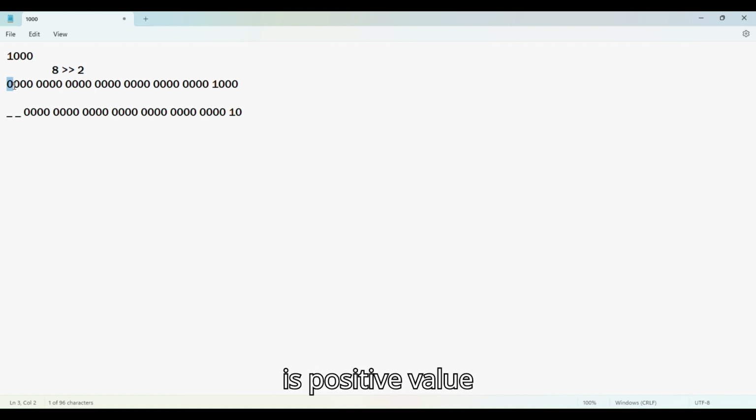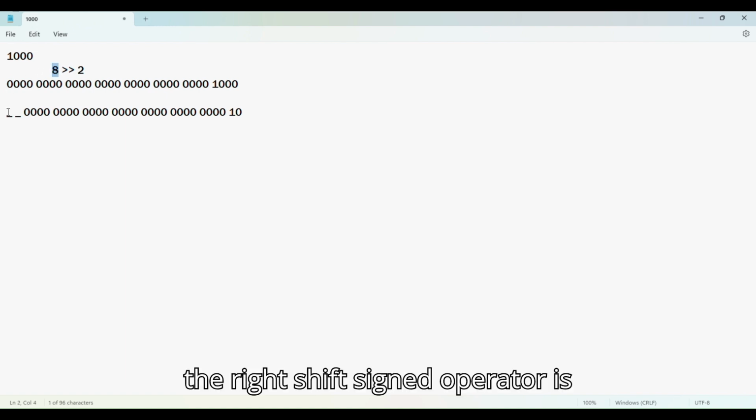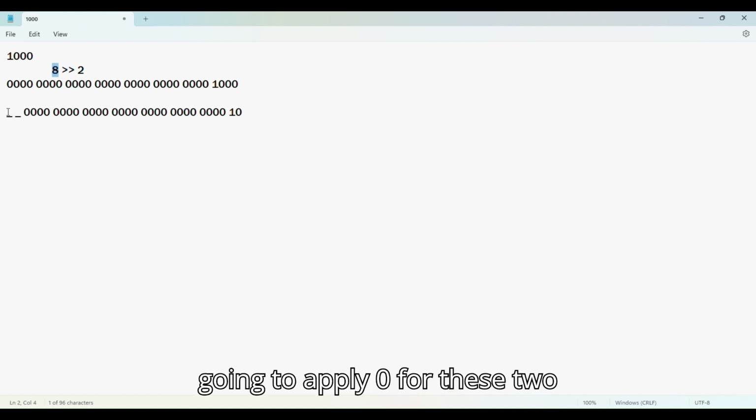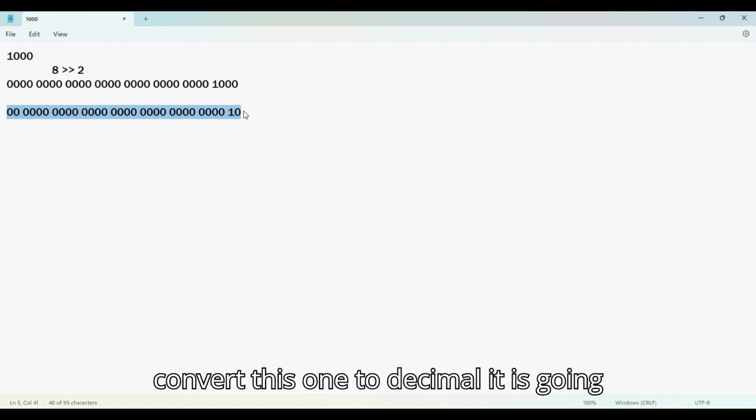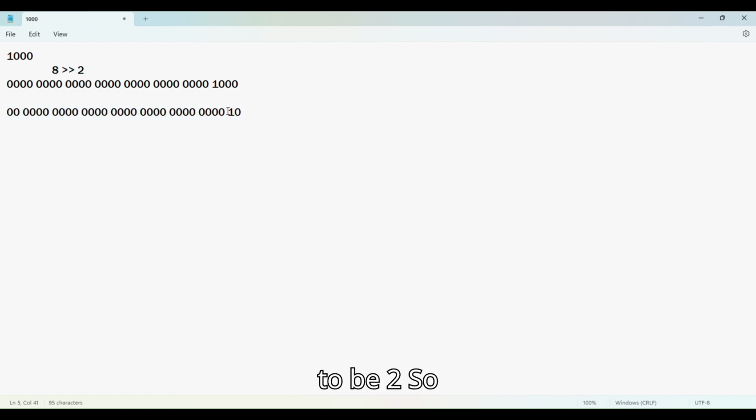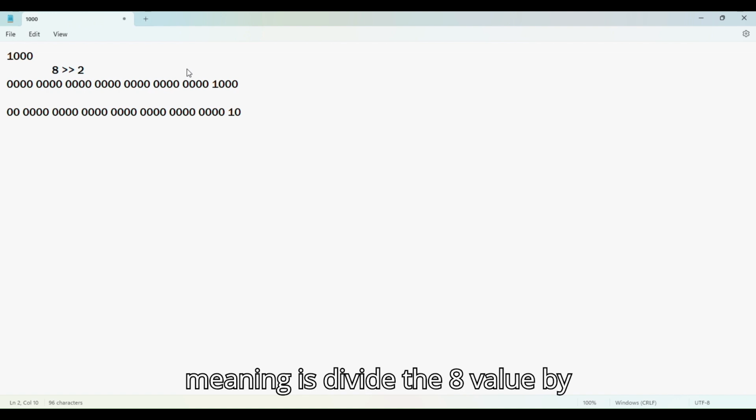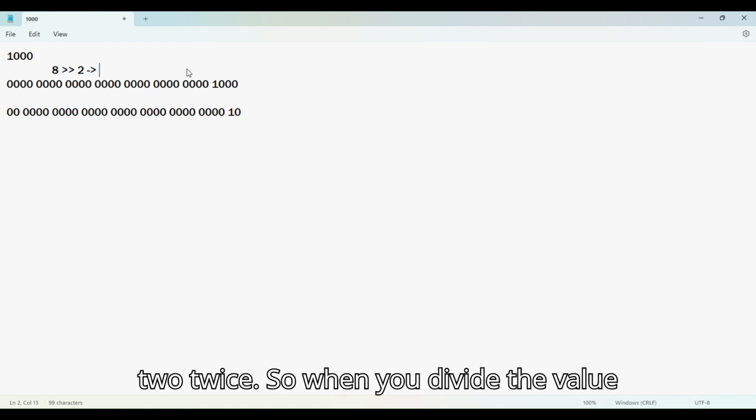Because it is a positive value, the signed right shift operator is going to apply 0 for these two empty bits. So when you convert this to decimal, it is going to be 2. So 8 right shift 2 means divide the 8 value by 2 twice.